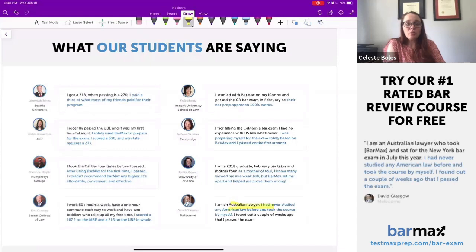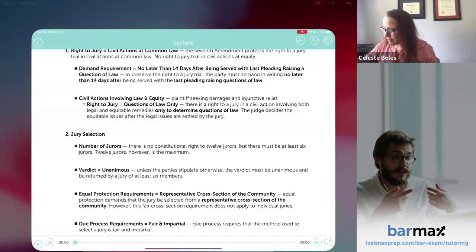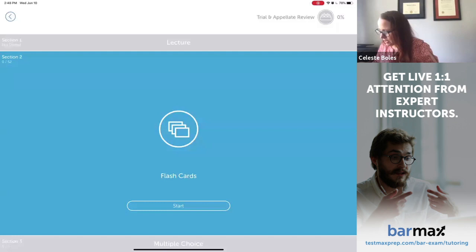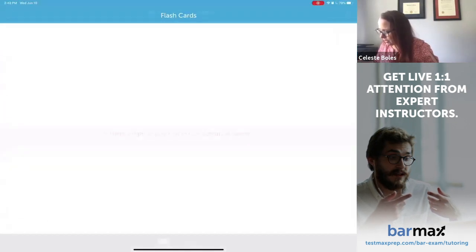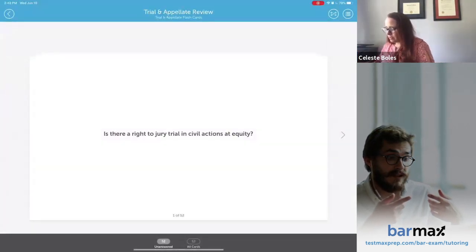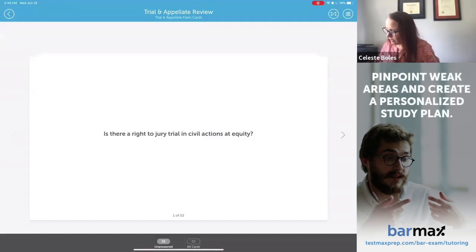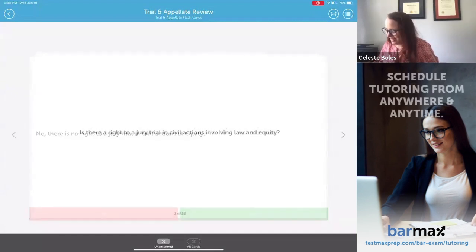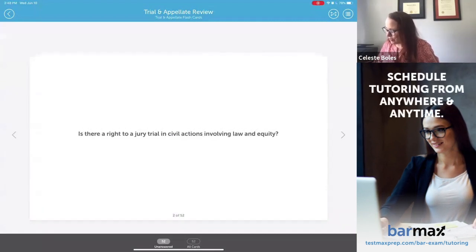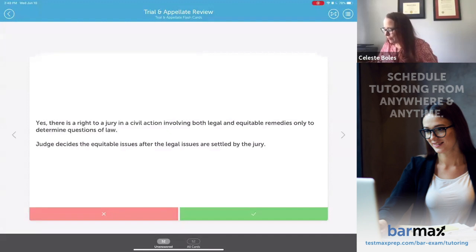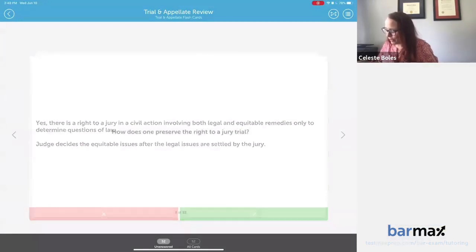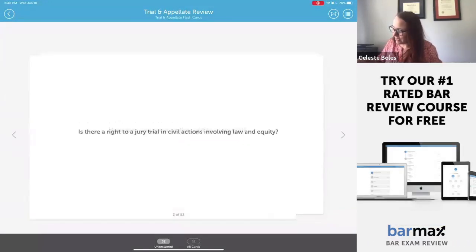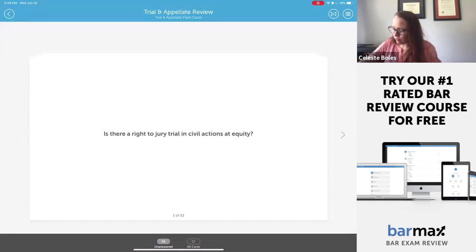Any flashcards with rules you can recommend? Yes, I recommend the BarMax flashcards. I guess I can show you some civil procedure flashcards. These are more of our old style flashcards. Oh no, these are question and answer. Is there a right to a jury trial? No, it's law and equity, and as to the law part, yes, and so on. So these are flashcards done in question and answer format.